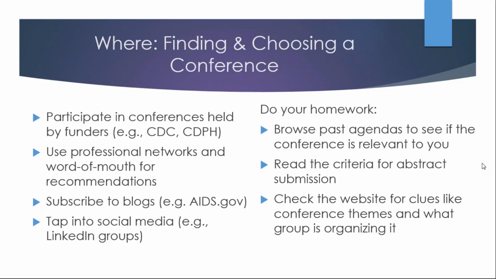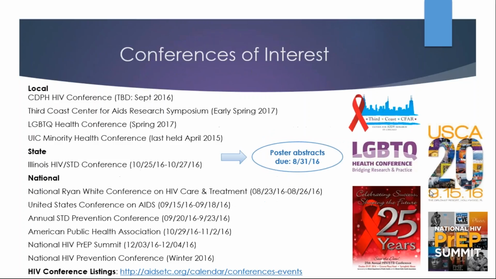You should definitely do your homework. Check websites. You can usually find past agendas online to see if the conference looks relevant to you, and read the criteria for abstract submission, and then check for other clues like the conference theme and what group might be organizing the conference and what their mission is. We've put together a list of conferences of interest for HIV prevention and those working in the field, and it's here on the slide, as well as a handout that we'll be sending out afterwards with all the links.